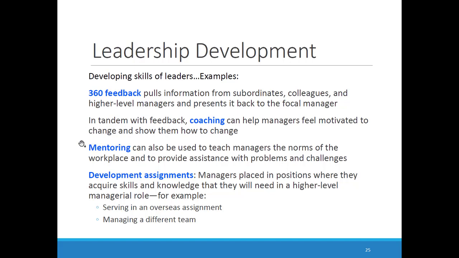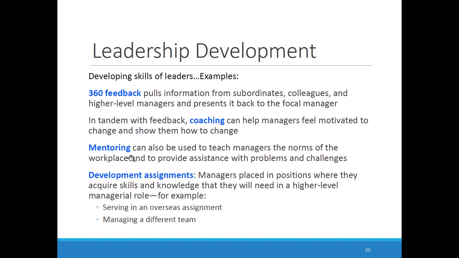With a mentor, oftentimes it's less formal, and it could just be anything from a friendship in the workplace where someone's giving another person advice to a more formal mentor relationship where the organization identifies a specific mentor for that leader and they meet on a regular basis.